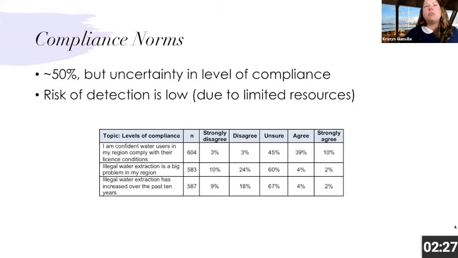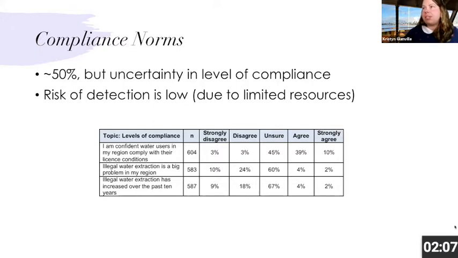whether this positive norm exists for New South Wales water users, as the survey results suggest that around 45% of water users surveyed were unsure whether other users were complying, and over 60% were unsure whether illegal water take was a problem or increasing in nature.